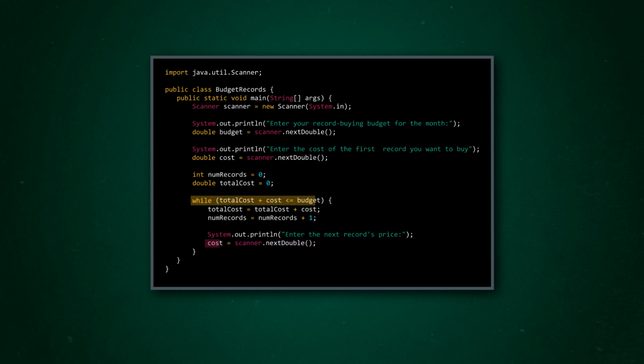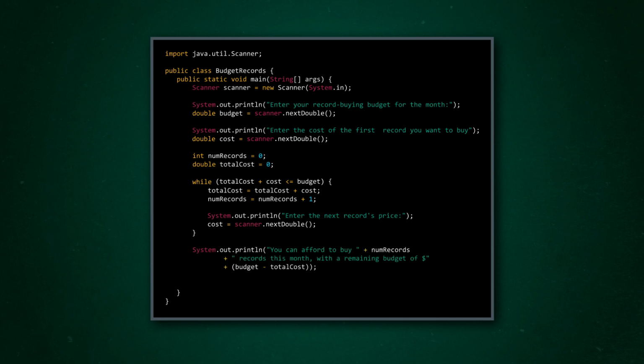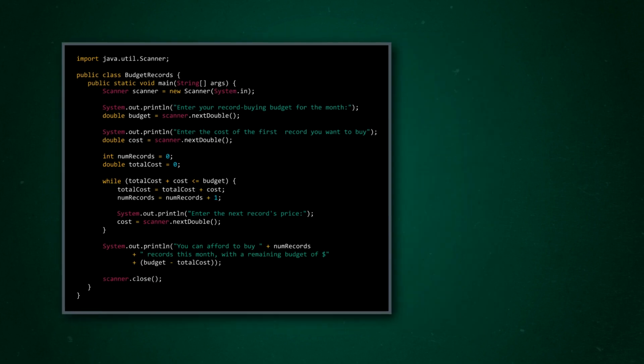Then the while loop evaluates the condition again to check if she's over budget. If not, the loop runs again. But as soon as the total cost variable, plus the cost of the last record she puts in, exceeds the value of her budget, the loop breaks, and the program moves on past the while loop to let her know how many records she can afford.